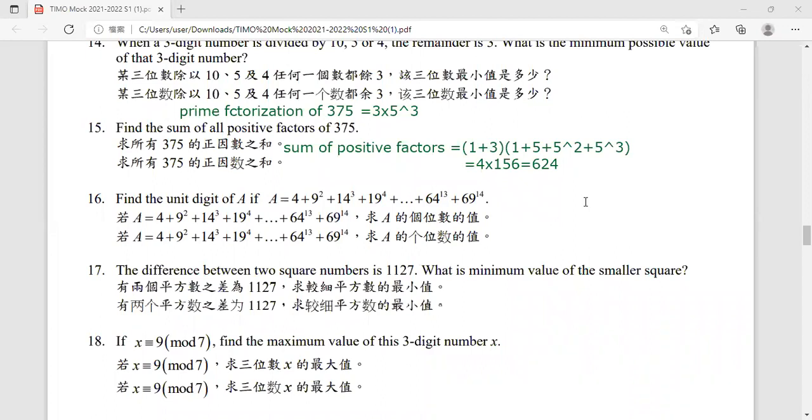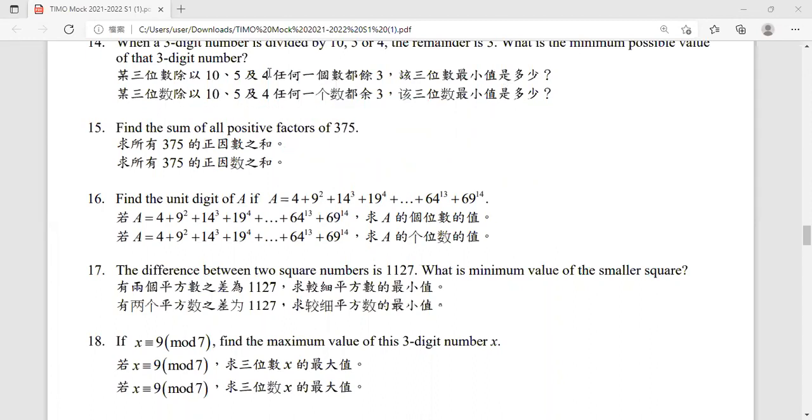Of course, you can find all the factors, but you don't need to find the factors. Now we have 3 here, so the factors will be 1 plus 3, and we have 5 cubed here. All the factors will be 1, 5, 5 squared and 5 cubed. You just multiply the sums of those. So next time, maybe I give you another number, not 375.